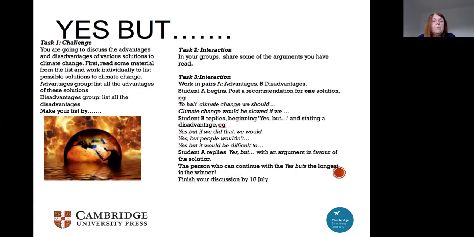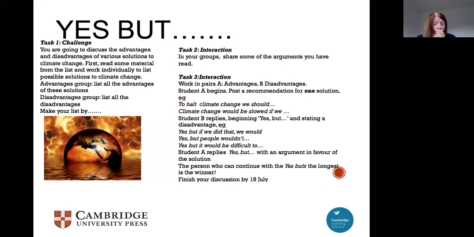Here's one called Yes But. And again, it's a complex activity involving creating an information gap by putting students in groups. The challenge that the teacher posts is the advantages and disadvantages of solutions to climate change. The teacher has to provide some material for students to read, and she puts the students in 2 groups by private message. You could use breakout rooms on Zoom, or do a private message to a group, divide the students into 2 groups and message one group that they are the advantages group and have to list all the advantages of these solutions, and group B are the disadvantages group, and they have to list all the disadvantages.